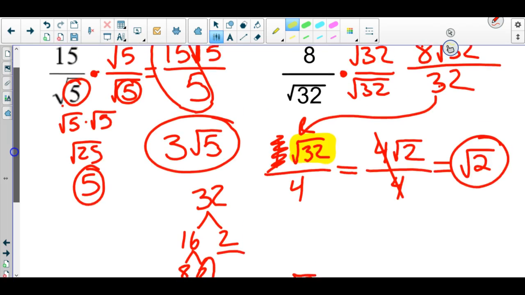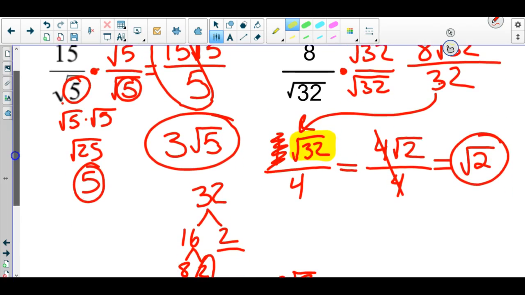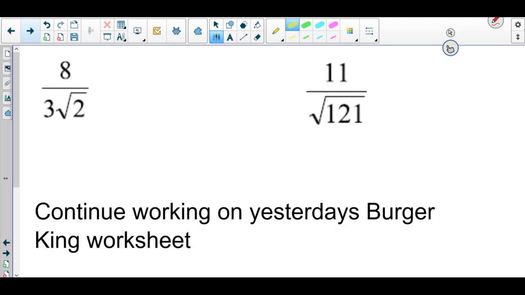I like that problem. It comes out so pretty. That's about it. Good luck. I think you can handle it. If not, you'll figure it out.